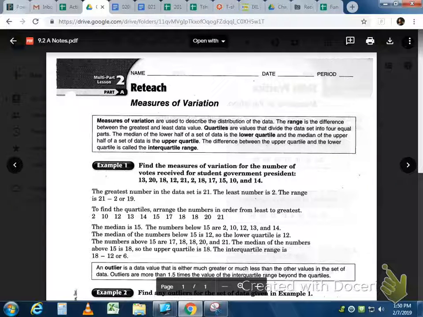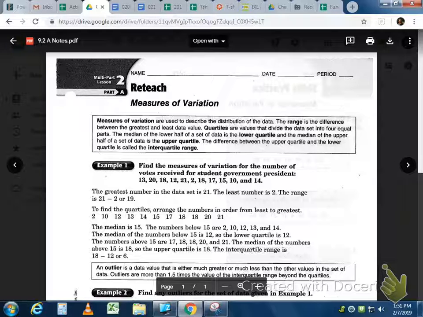Lesson 9.2a and b, measures of variations and box and whisker plots. You need 9.2a, measures of variation, to graph box and whisker plots. So we do them together.